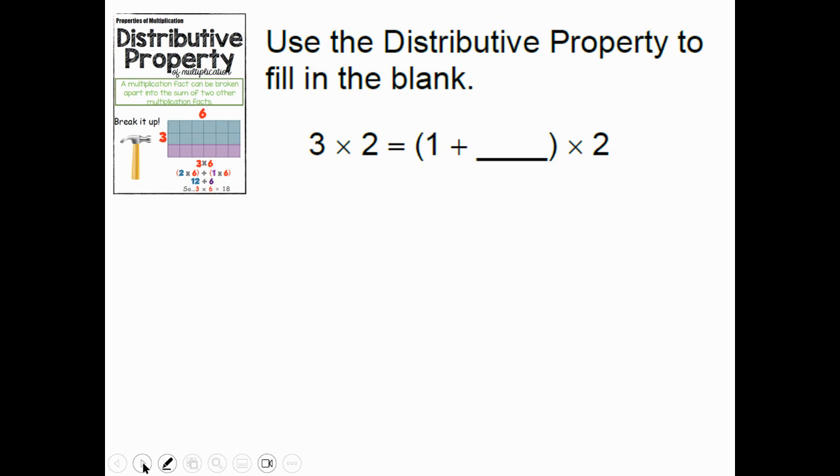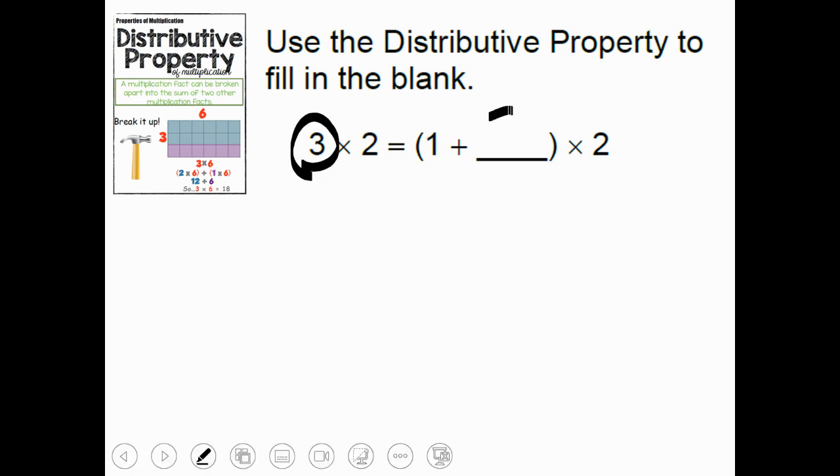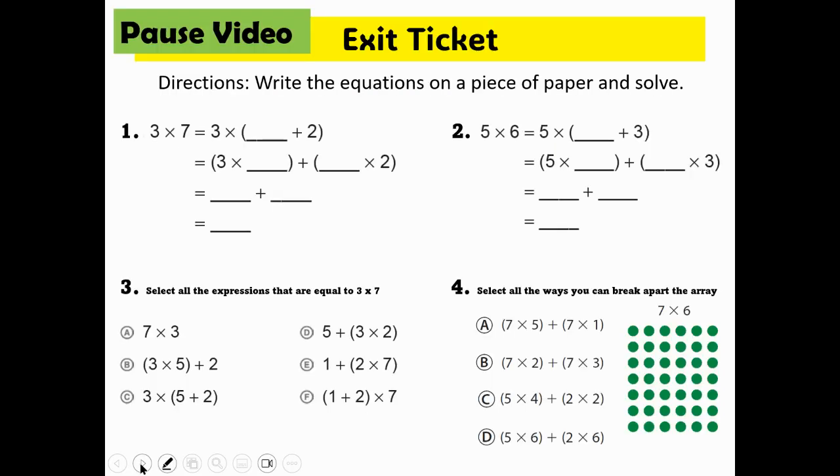All right, let's use this again. Fill in. Well, I know that this is a 3, and 2 plus 1 is 3. All right, pause the video and complete the exit ticket.